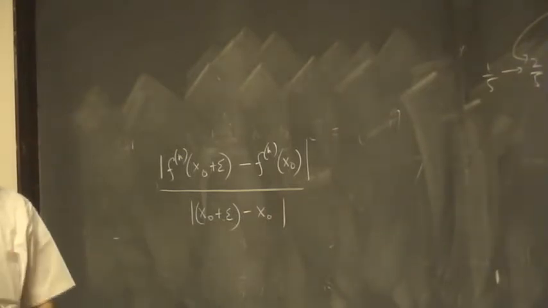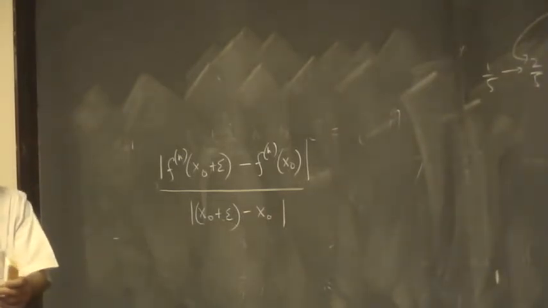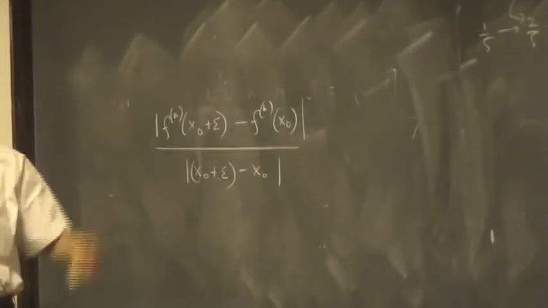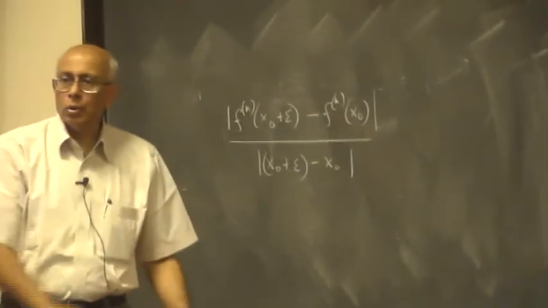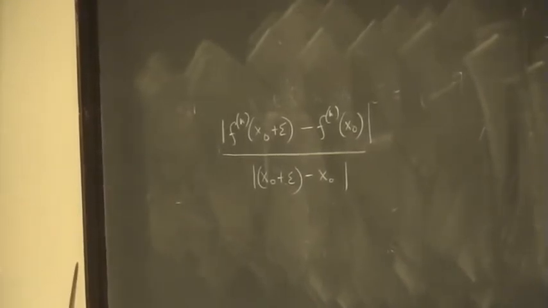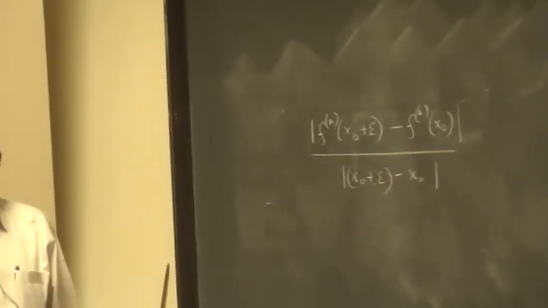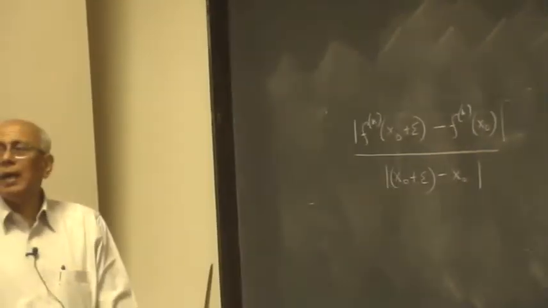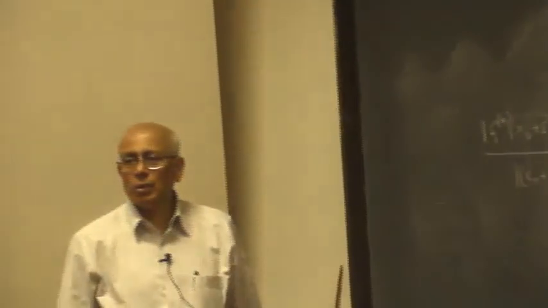In the limit in which epsilon goes to 0, and these points are arbitrarily close to each other, as n tends to infinity, I expect this fellow to go like 2 to the power n. As you can see, this is 2 to the n x naught and 2 to the n x naught plus epsilon. So there's a 2 to the power n. I want to extract that 2. So it's going like e to the n log 2. I want to extract that log 2.